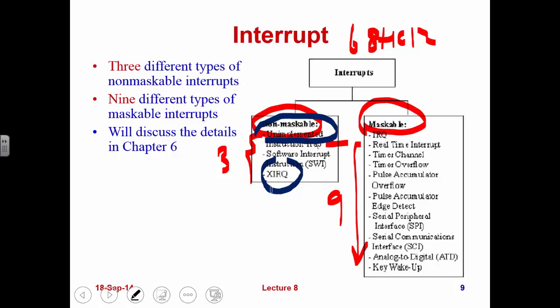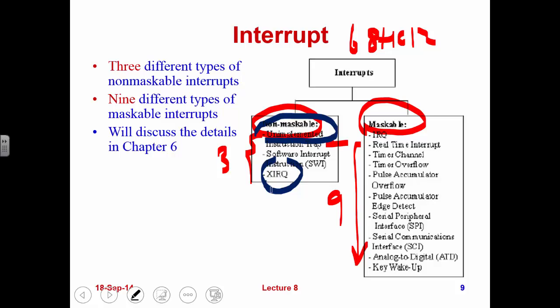It's very important. Also the software interrupt instruction SWI, and the external interrupt routine. All of these belong to non-maskable. They sound very dangerous, because you may fall into a loop. You may have a bug like this that makes the CPU stay there forever, repeating and never getting out. This is non-maskable, and this is very dangerous.